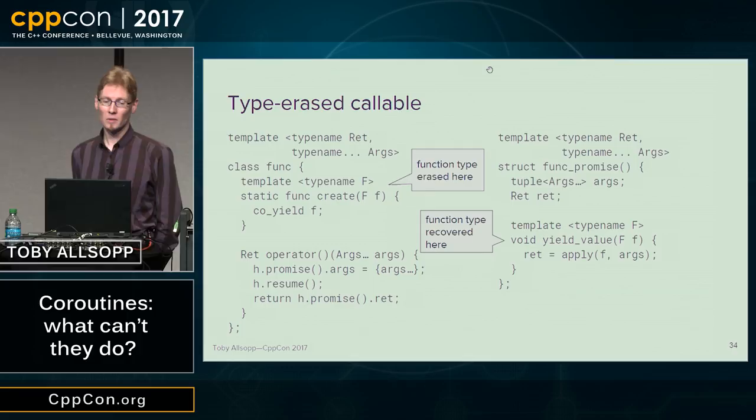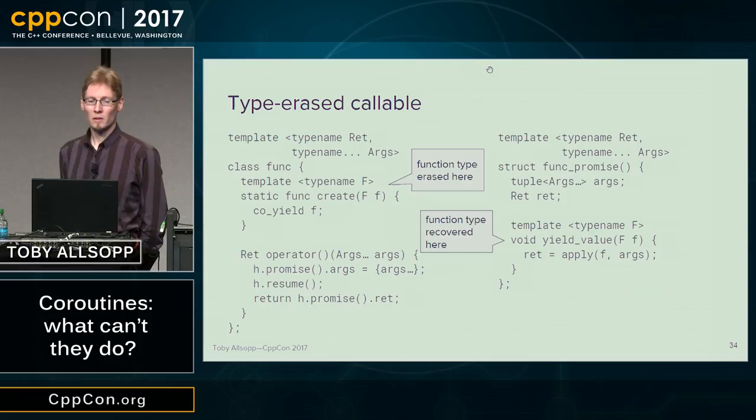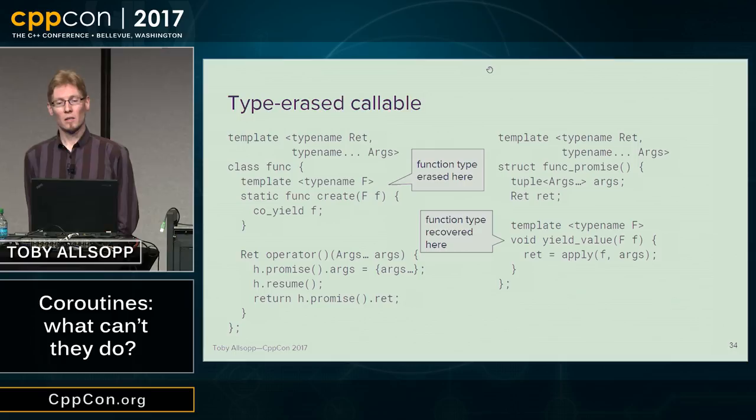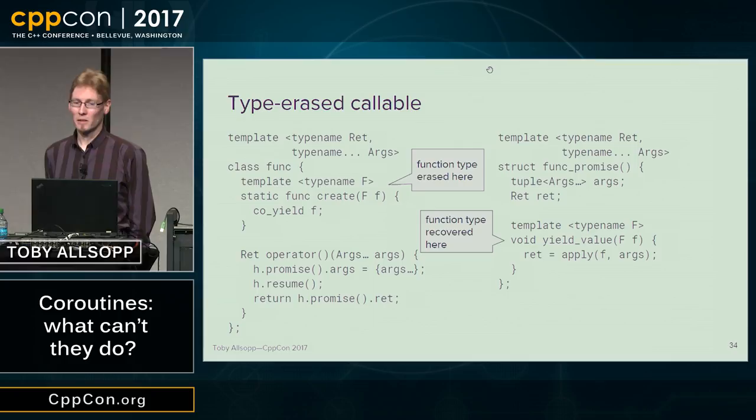And when that coroutine yields the function, the yield value member in the promise type on the right there gets called, and that can be a template. So that can recover the exact type of the function. So using this, you can build something that's kind of like std function, but just works completely differently.